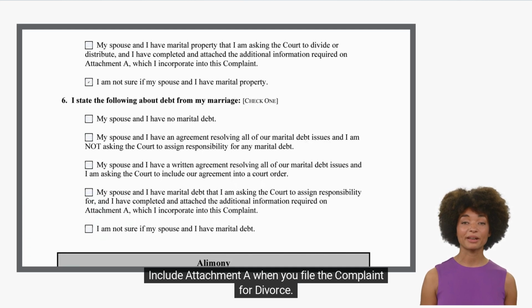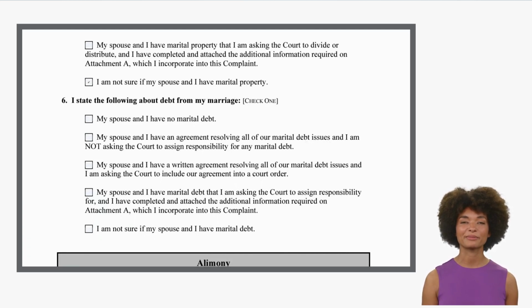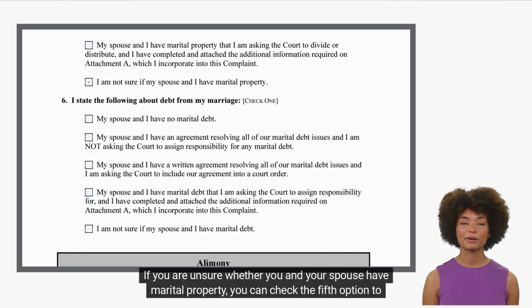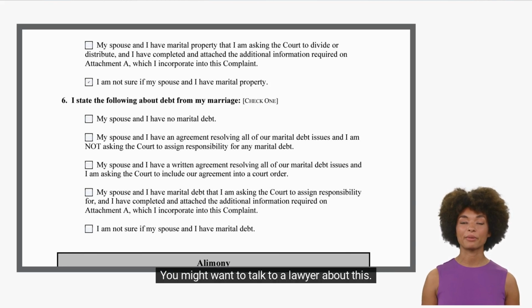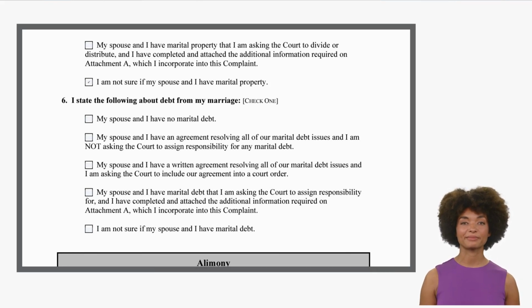Include Attachment A when you file the complaint for divorce. If you are unsure whether you and your spouse have marital property, you can check the fifth option to be safe. You might want to talk to a lawyer about this.